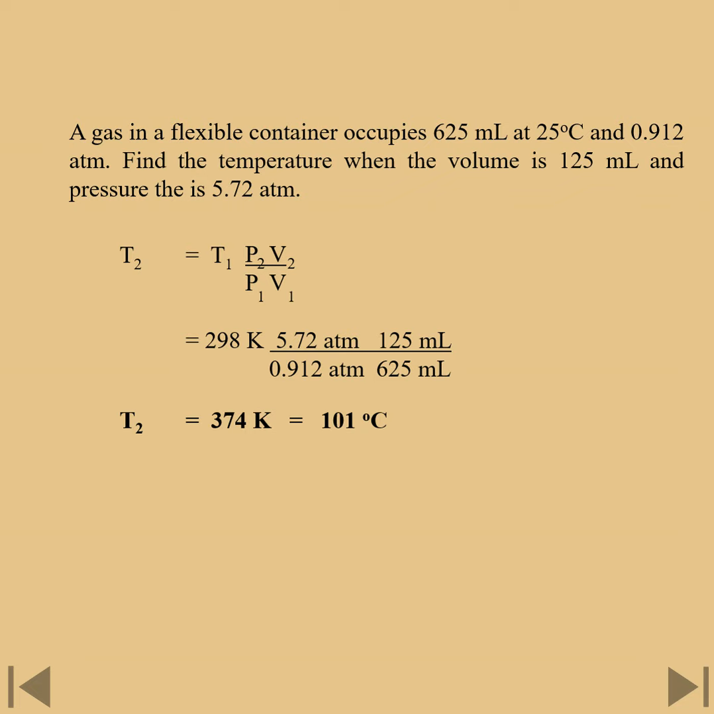And we had an increase in temperature. Does that match the data? Well, we had quite an increase in pressure, but also a decrease in volume. So yes, it does match.